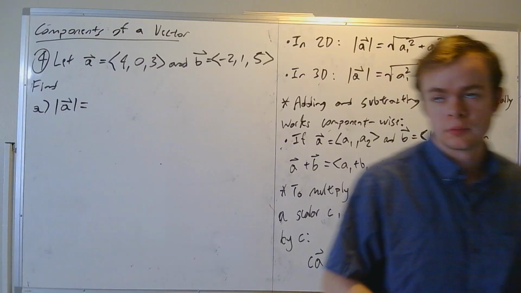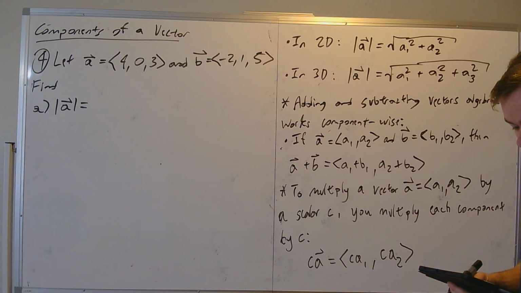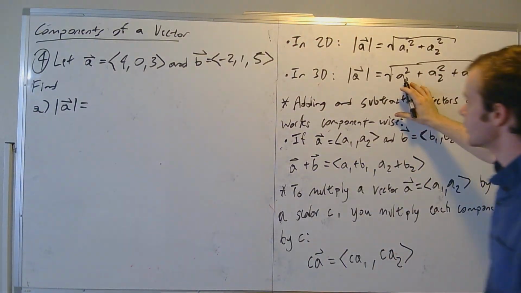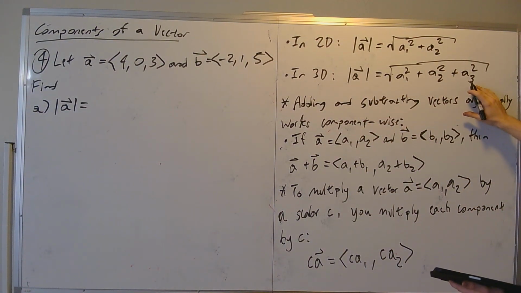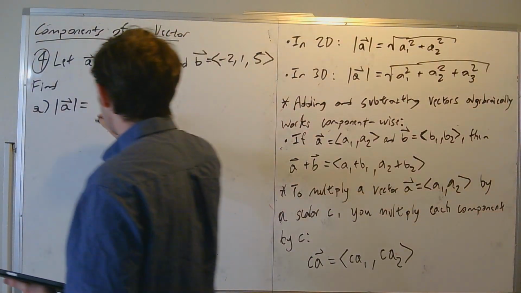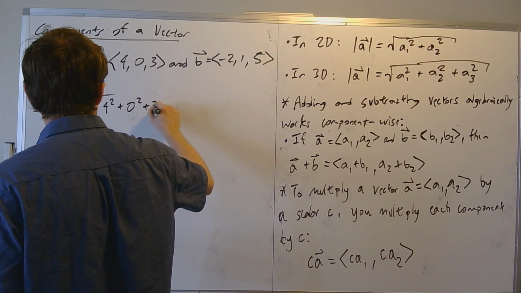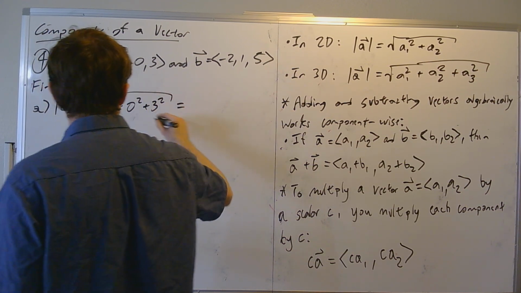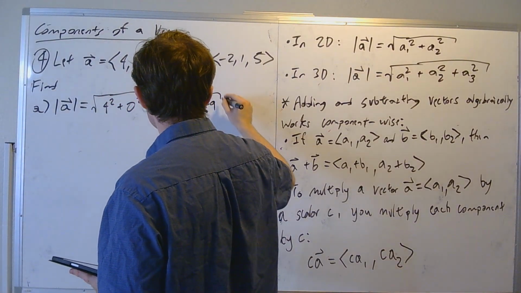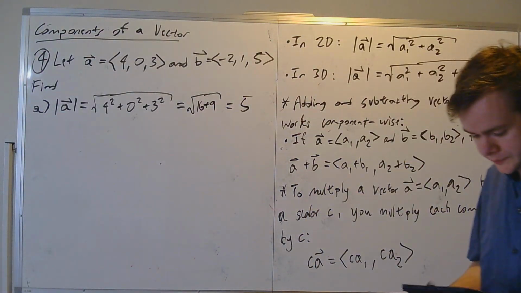So we want to use the formula that we wrote down. You might want to try just doing this on your own if you want, but if we use the formula that we wrote down earlier right here, we've got 3 coordinates, so we need to use this formula. We just plug in the coordinates. So we're going to have the square root of 4 squared plus 0 squared plus 3 squared. So that's the square root of 16 plus 9. So it's the square root of 25, which is going to be exactly 5. So that would be our answer.